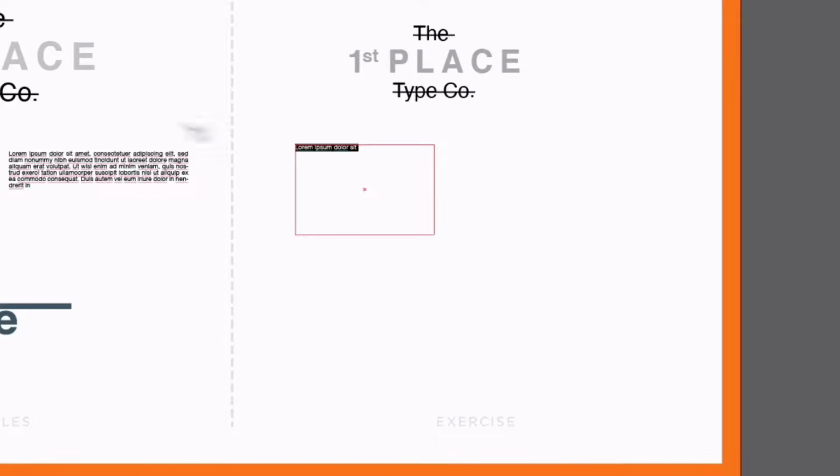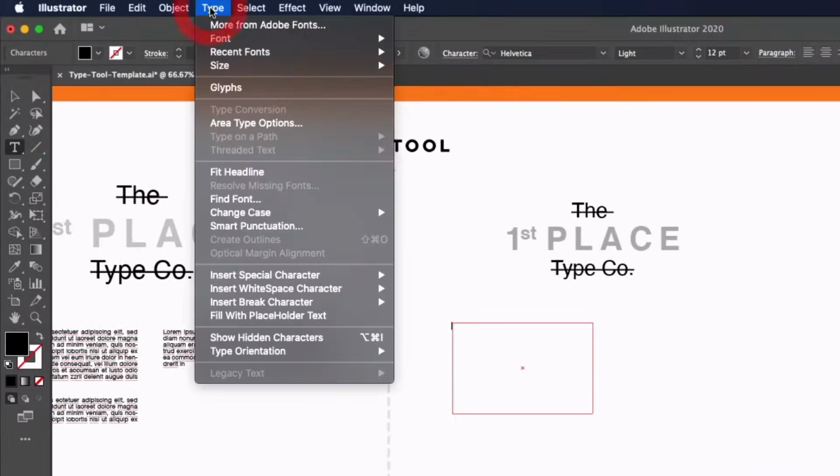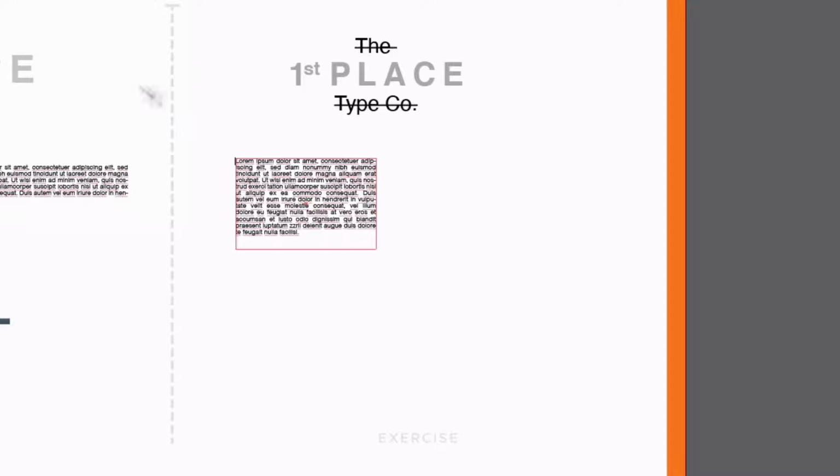And what I'm actually going to do is just delete this text within here, and I'm going to go up to Type and down to this option that says fill with placeholder text. Now that's just going to fill up this text box with dummy text. And what happens if I try to resize this text box with my selection tool is the text won't scale, but instead the text box will resize and the text within it is going to change to fit within the box.